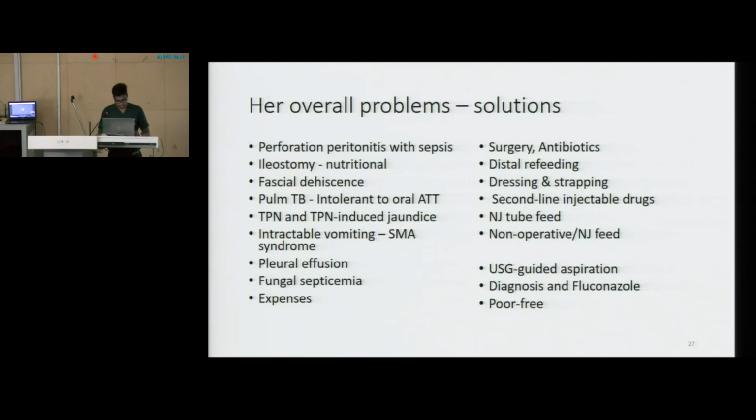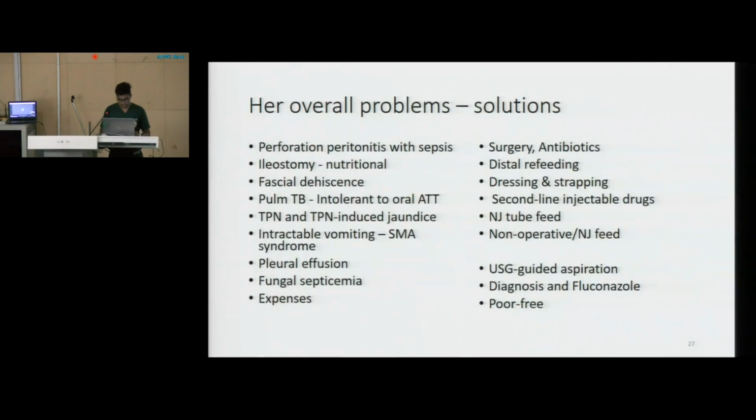In view of her NPO status, she was started on TPN, which caused jaundice, for which an NJ tube was placed later on by the IR team. In view of intractable vomiting, upper GI endoscopy was done, which showed dilated D3, following which CECT whole abdomen was done, which was suggestive of SMA syndrome, which was managed non-operatively. Although the best management for SMA syndrome was surgical, we could not do it due to the patient's condition. NJ was placed and the patient responded.